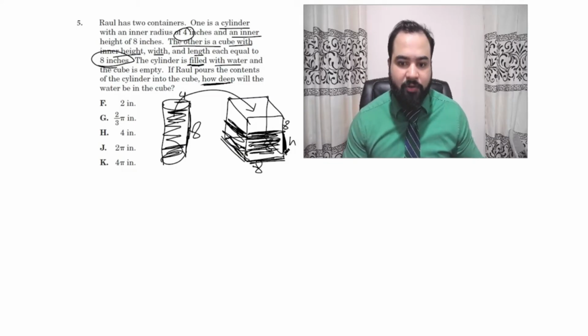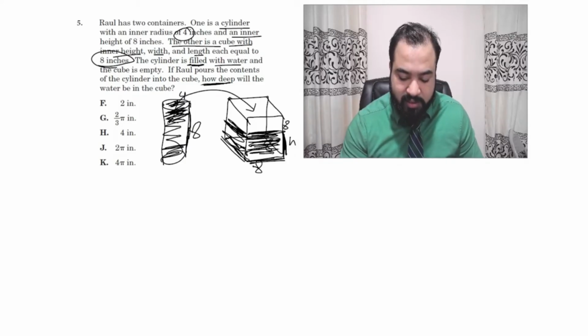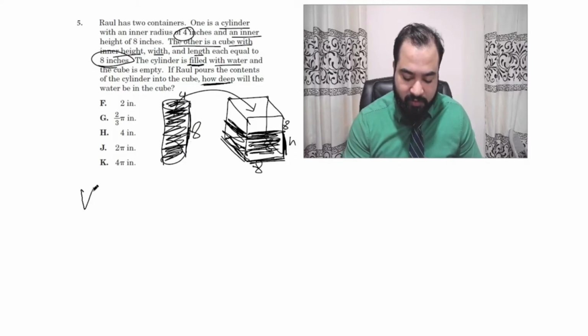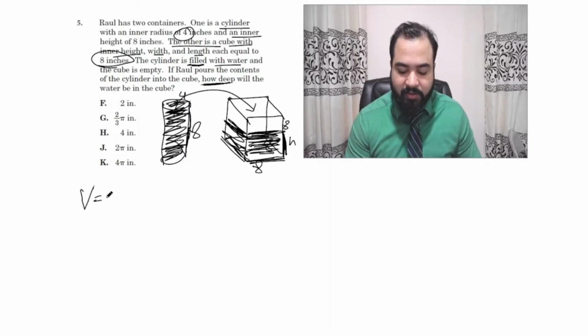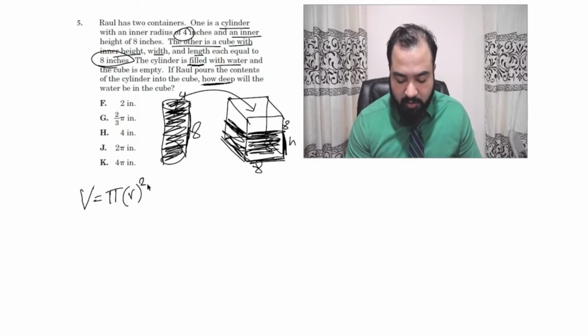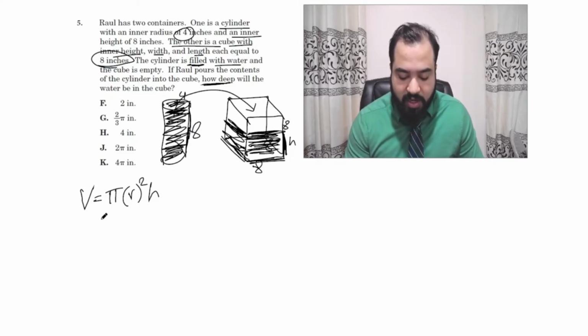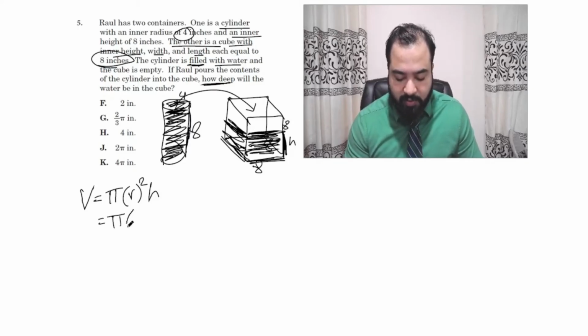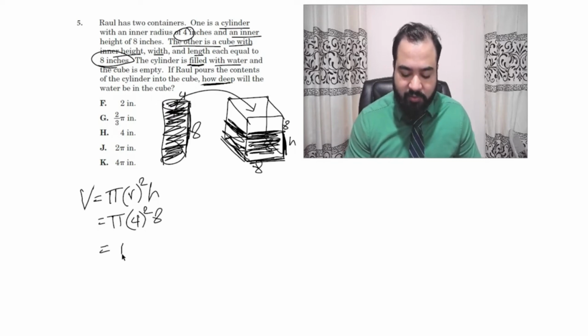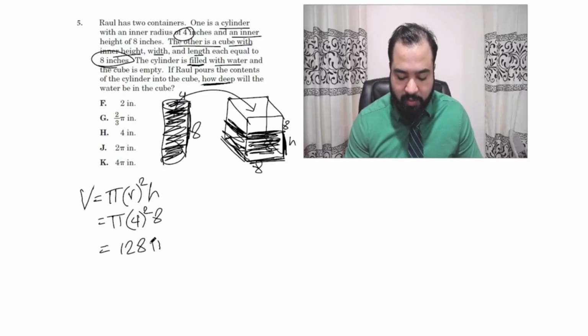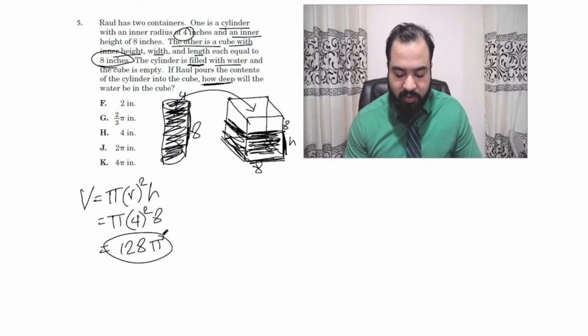How much water do we have? The cylinder was filled up with water, so if we find the volume of the cylinder, we can find the volume of the water. The volume is equal to pi times radius squared times height. That's the volume of the cylinder formula. Now let's substitute the values. The radius of the cylinder is 4, so pi times 4 squared, and the height is 8. 4 squared is 16, times 8 is 128, and we have pi here. So this is the volume of the water.